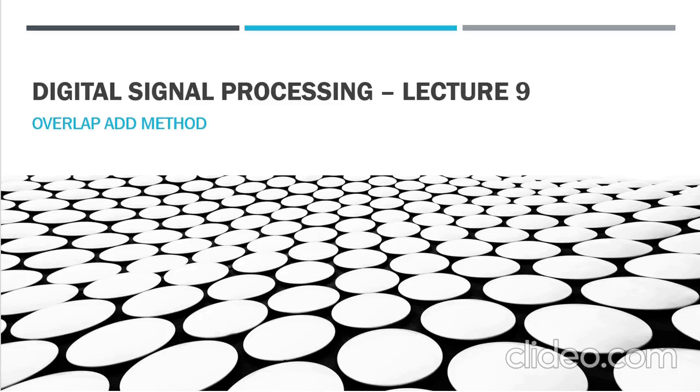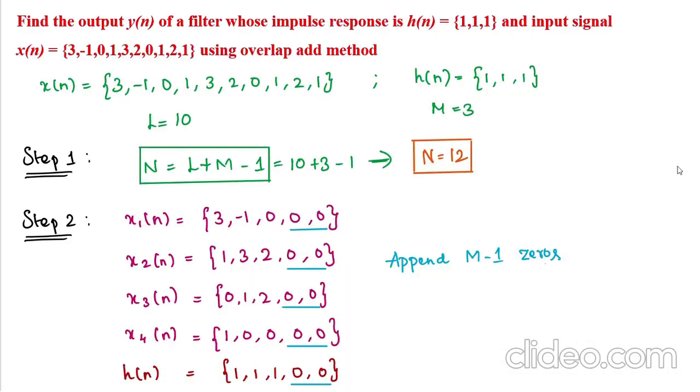This is Sharu. In this video, we'll solve a problem on overlap add method. So the question here is, find the output y of n of a filter whose impulse response is h of n 1, 1, 1 and the input signal value is x of n using overlap add method.